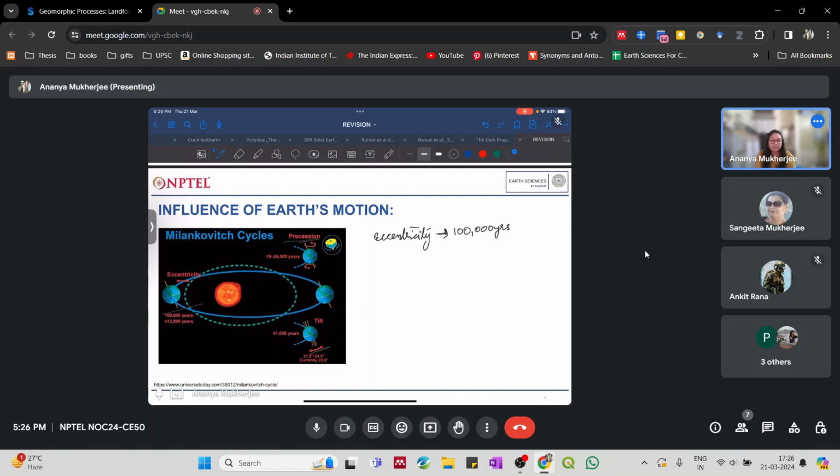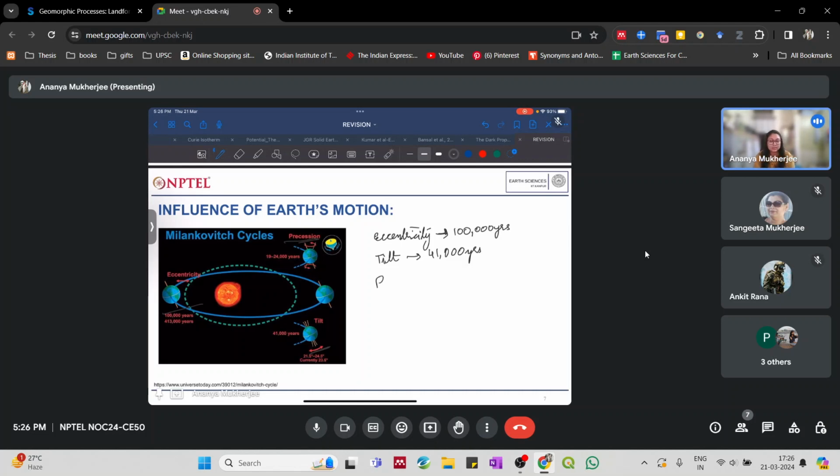Then the changes in the tilt of the earth's axis can happen over a period of 41,000 years. Okay, so it changes between 21.5 and 24.5 degrees. Currently we are at 23.5 degrees tilt, the actual tilt of the earth. So it will change, go all the way up to 24.5, then again change back. So this entire process takes around 41,000 years.